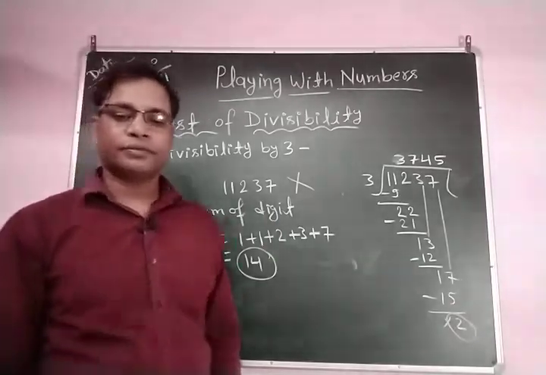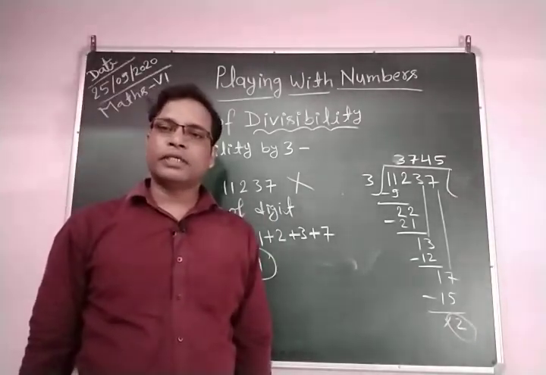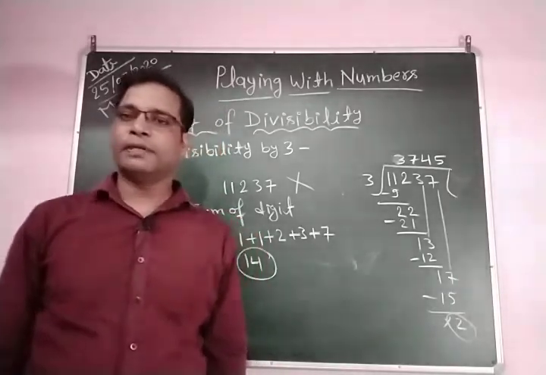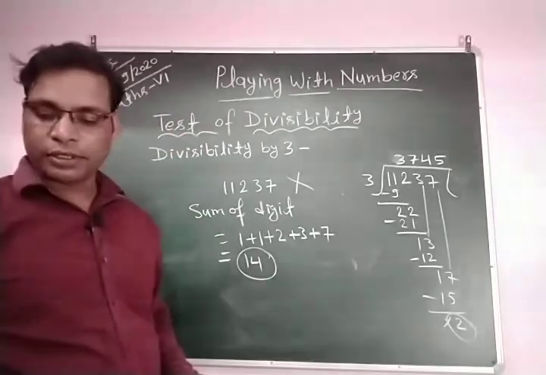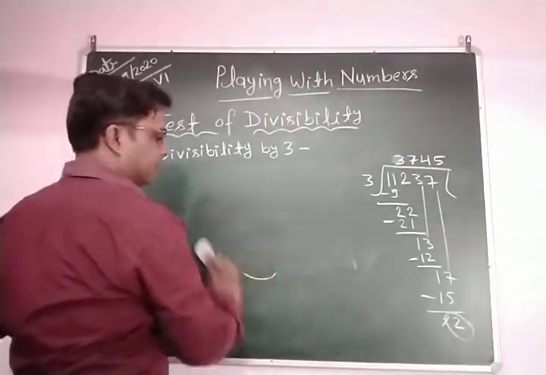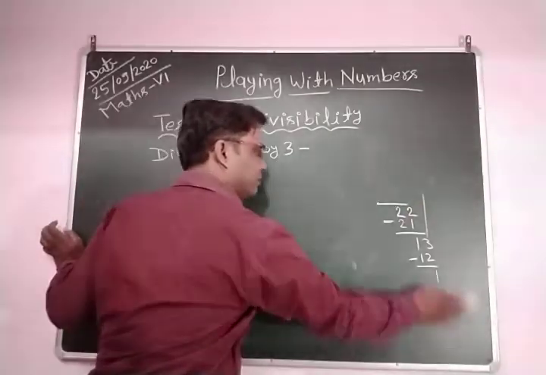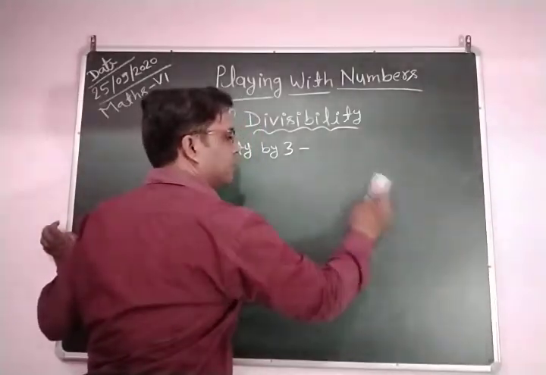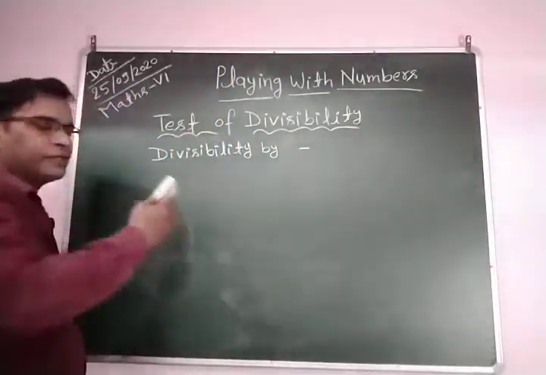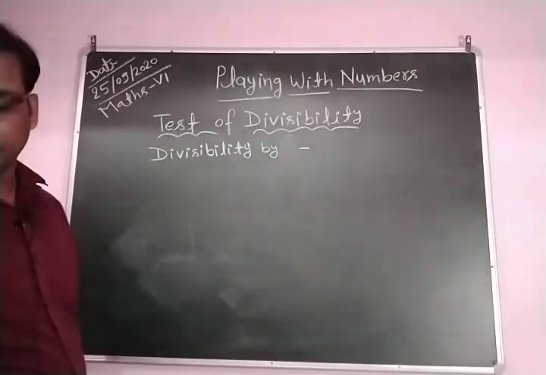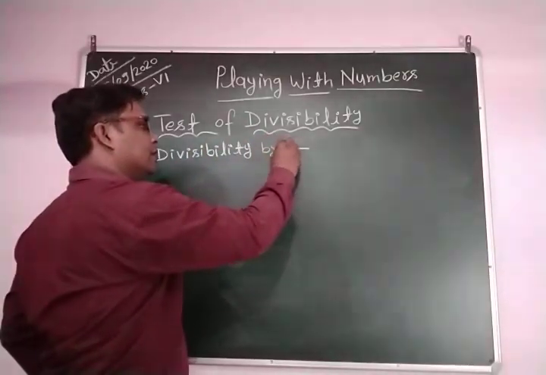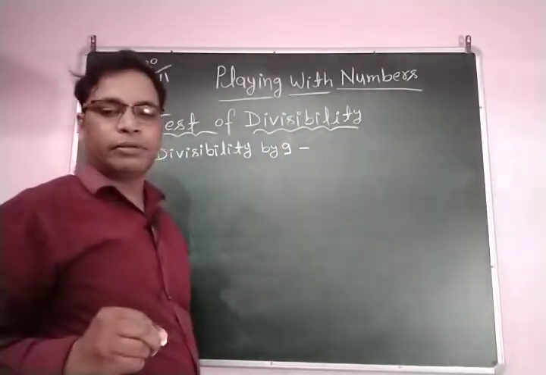Now we are going to discuss divisibility by 9, the divisibility test of 9. So first we erase this. After this we discuss the divisibility test of 9. So what is the divisibility test of 9? A number is divisible by 9 if the sum of digits of the number is divisible by 9.